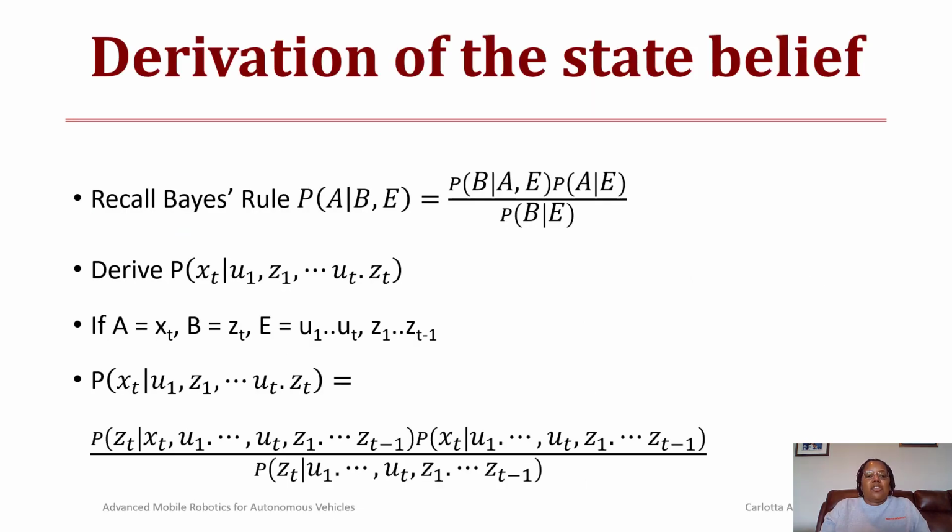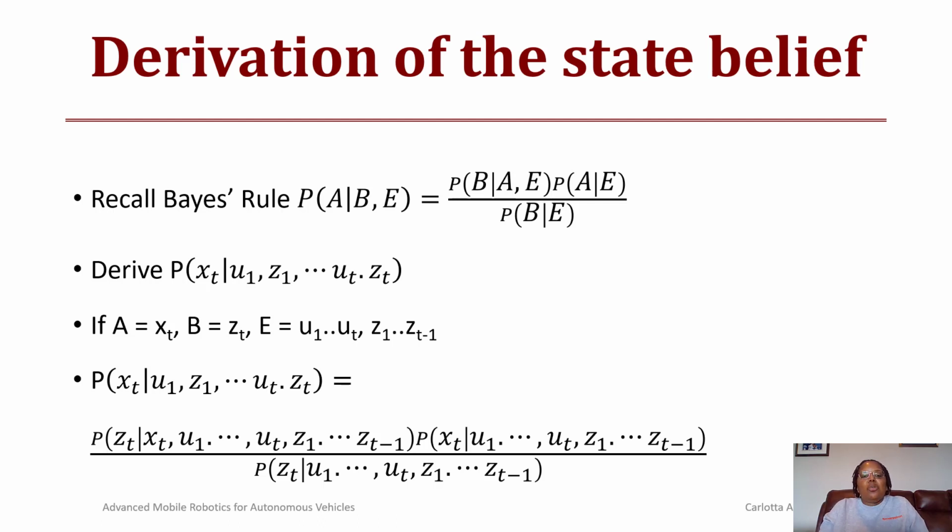So now the derivation of the state belief will be based upon Bayes' rule, where the probability of A given B and E, where E is now going to be our actions as well as our sensor data or measurements, is going to be the probability of B given A and E times the probability of A given E, divided by the probability of B given E.